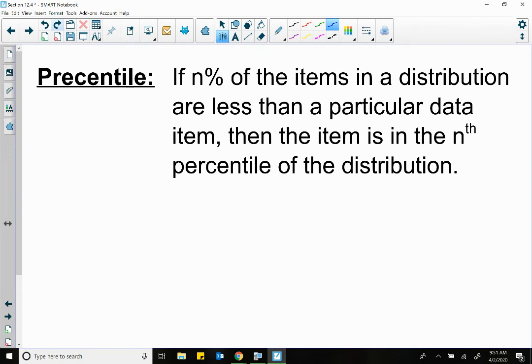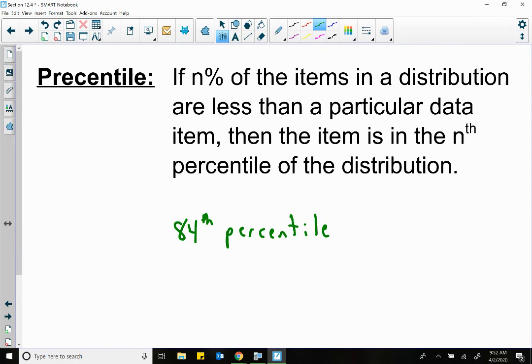Okay? So for instance, if I took a test and the test said that I am in the 84th percentile, that means 84% of people scored below me. 84% of the people were below me. That's what this is all talking about.